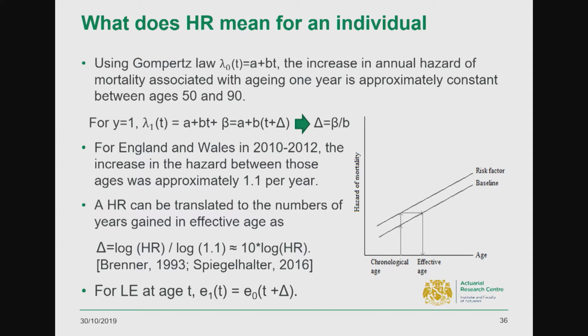And basically the formula is that the difference in effective age, delta, can be calculated as beta over B, where beta is my log hazard ratio and B is the slope of my Gompertz log hazard.